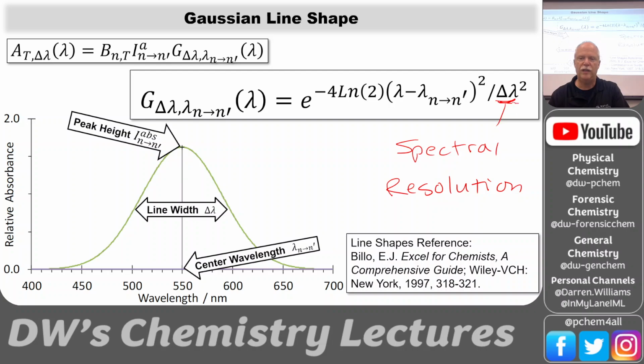That delta lambda. That's the width of our spectral resolution in our spectrometer. And then this is the horizontal axis. And these are our transitions.